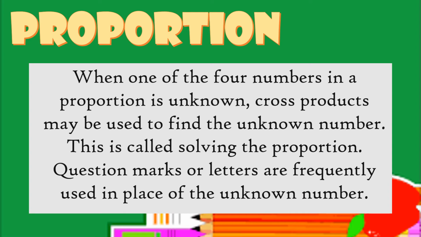When one of the four numbers in a proportion is unknown, cross products may be used to find the unknown number. This is called solving the proportion. Question marks or letters are frequently used in place of the unknown number. So I know that you are familiar with cross multiplication. So ginagamit ang cross multiplication para mahanap ang isang unknown number sa ating proportion.